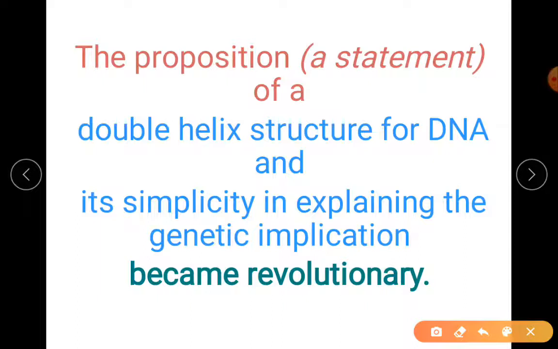We'll just go to the next, what they had gone a little deeper into. Watson and Crick gave a particular structure. So we name it the double helix model. And whatever he gave, the proposition of it.